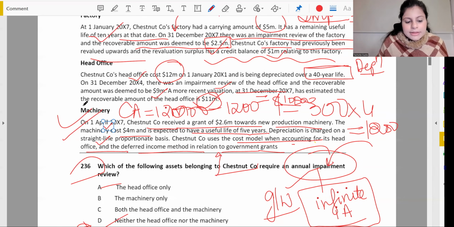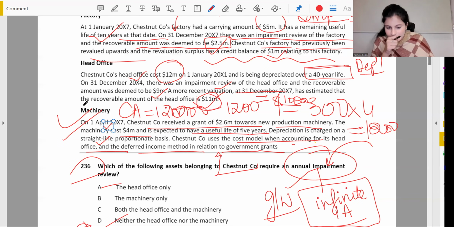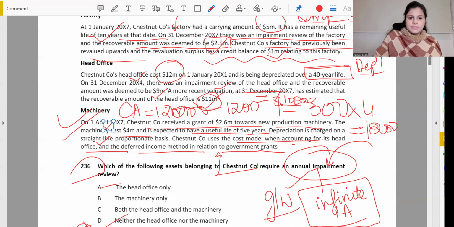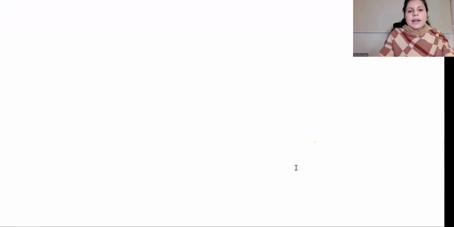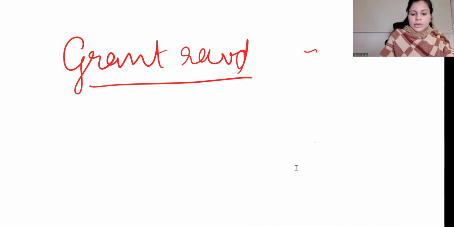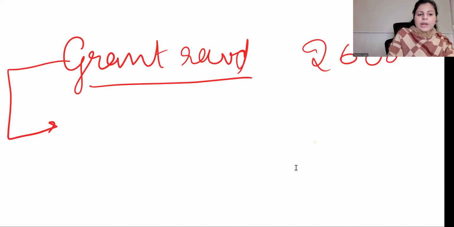So how many months into the year? 9. So what will you do? We'll say the grant received is 2600. How much out of it will be recognized as income?